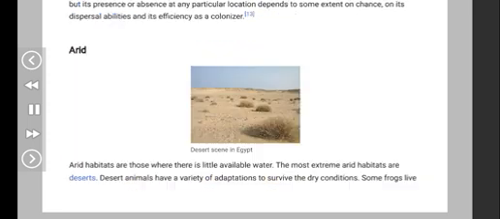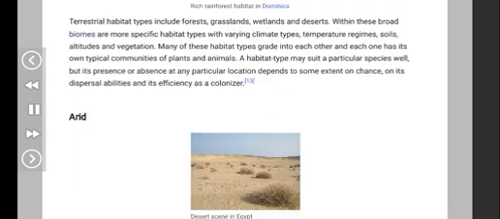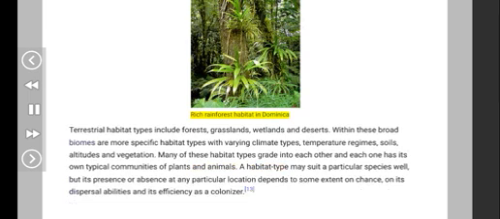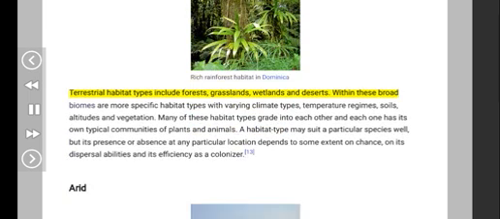Types. Terrestrial. Rich rainforest habitat in Dominica. Terrestrial habitat types include forests, grasslands, wetlands, and deserts. Within these broad biomes are more specific habitat types with varying climate types, temperature regimes, soils, altitudes, and vegetation. Many of these habitat types grade into each other and each one has its own typical communities of plants and animals. A habitat type may suit a particular species well, but its presence or absence at any particular location depends to some extent on chance, on its dispersal abilities and its efficiency as a colonizer.